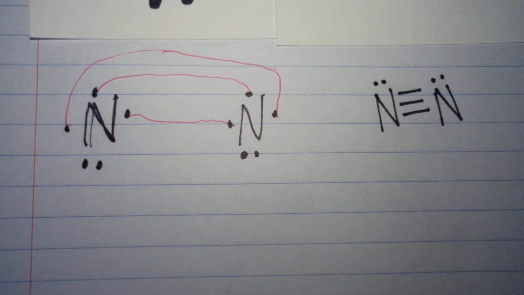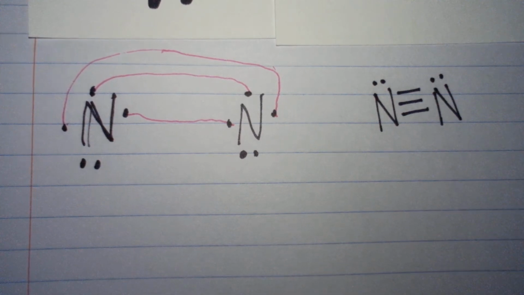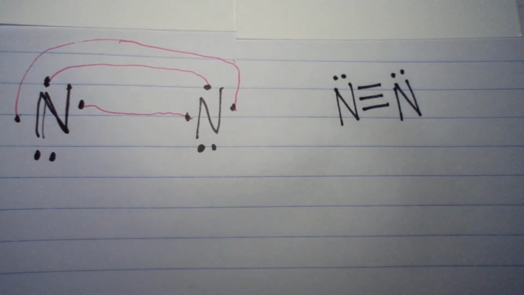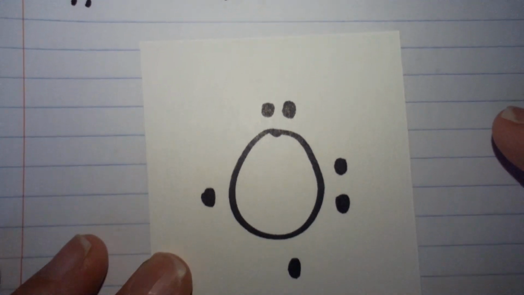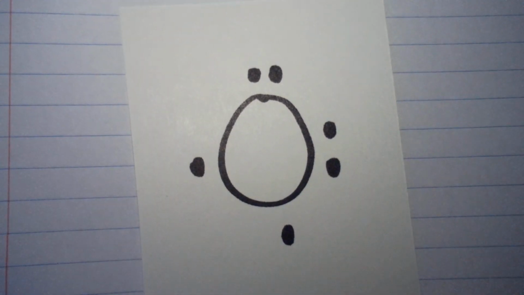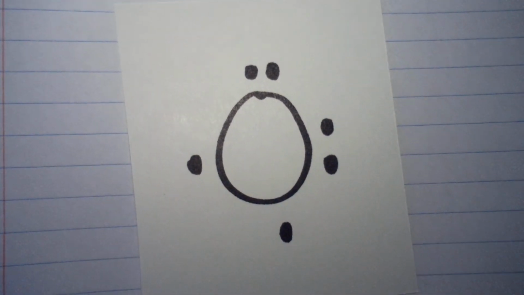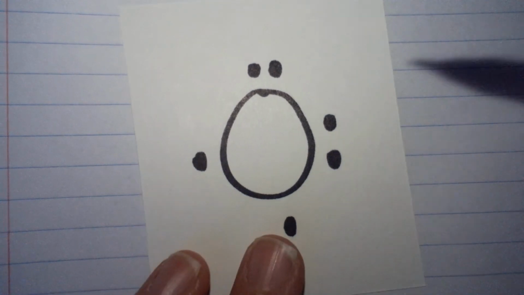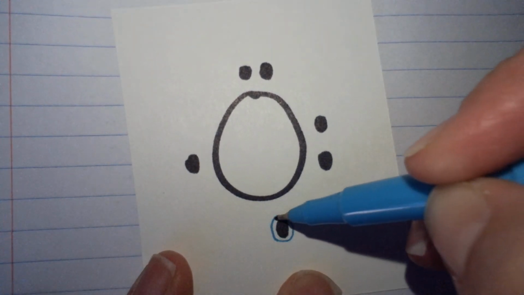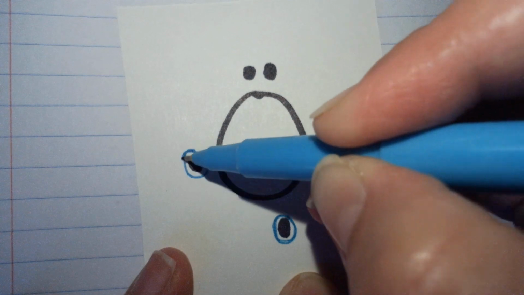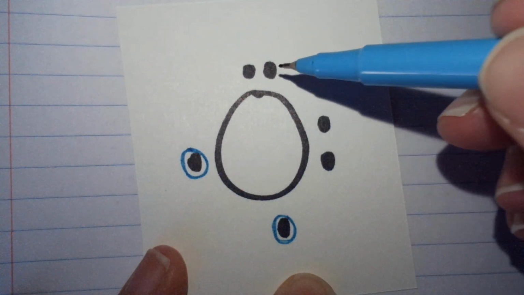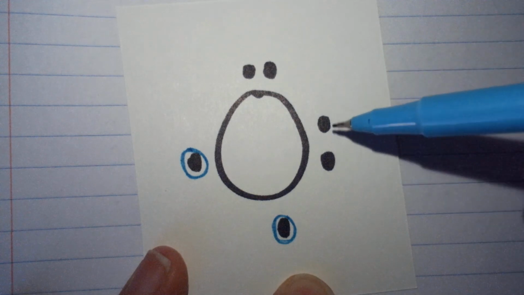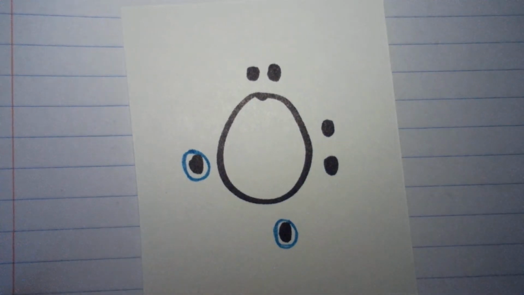So let's look at another set, and we'll just keep it in the notebook. I think that'll work better. Let's look at oxygen. How many lonely electrons does oxygen have? It has 2. So this guy right here is lonely, and this guy right here is lonely. These have a buddy. These are called paired electrons, okay, but these are lonely.